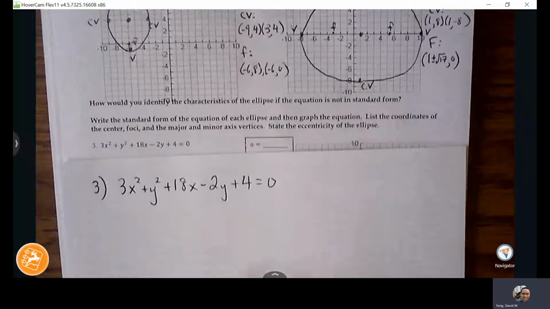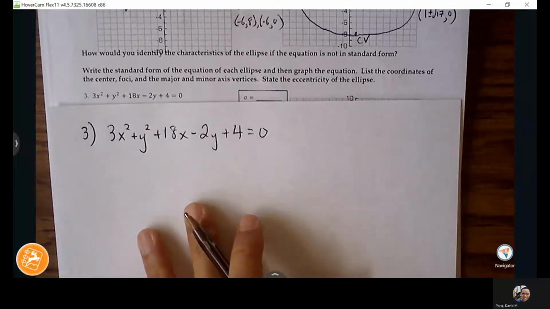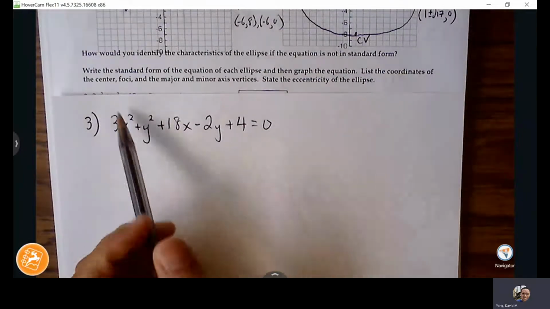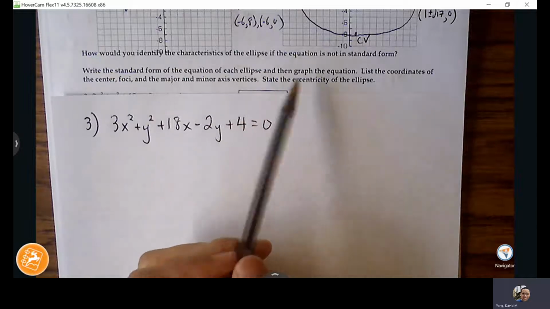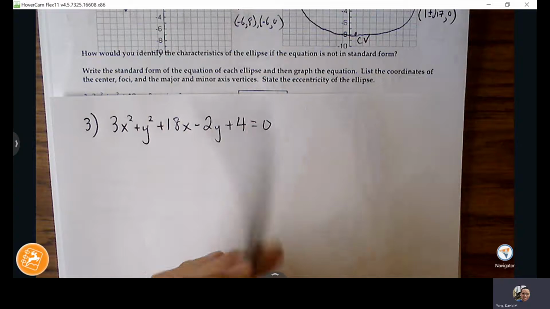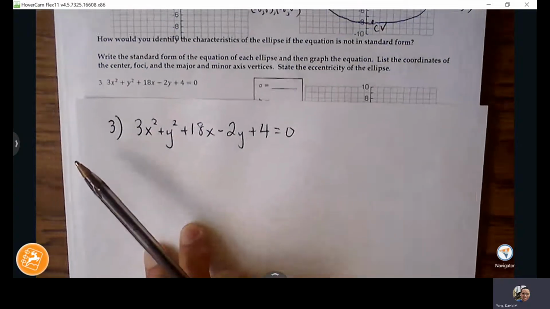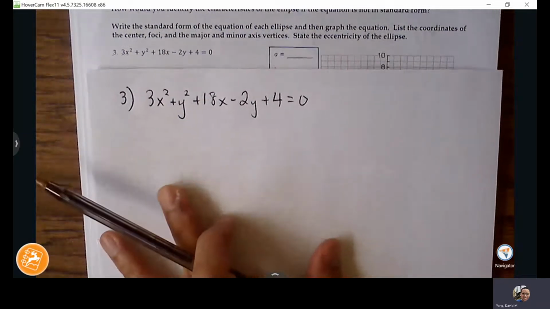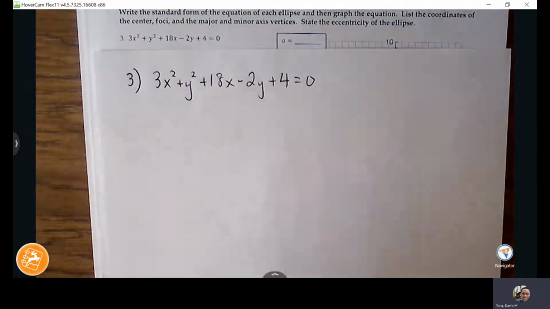Okay, so here's number 3. Write the standard form and graph the equation, list the coordinates. So all the directions are the same. It's just that now we have an equation that's not in standard form. We have to get it into standard form.